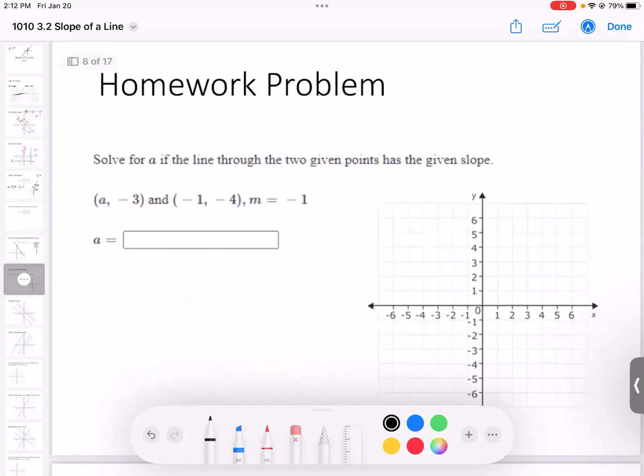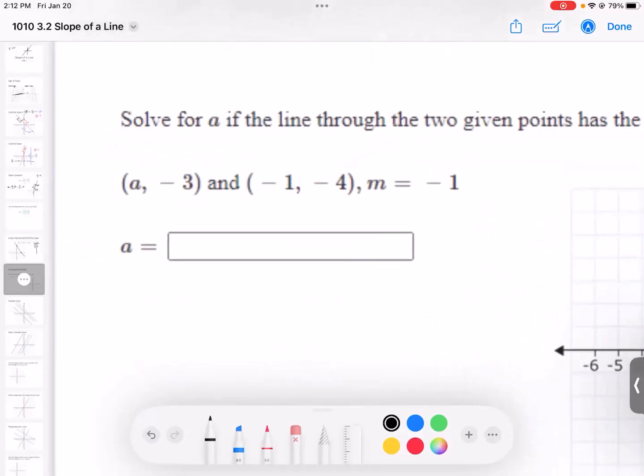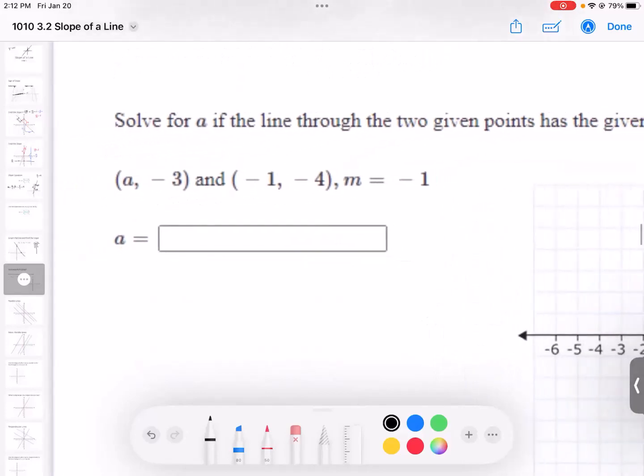So on your homework problem, there's one problem where it says solve for a if the line through these 2 points is given with this slope. So they give you a point and another point, but this point is missing a number. And then they'll tell you what the slope is. So in this problem, it would probably be the most useful to use the formula.